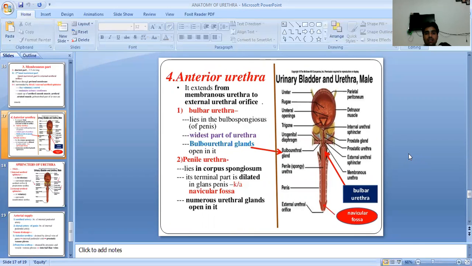Now, the second part is the anterior urethra or distal urethra. It extends from the membranous urethra to the external urethral orifice. The first part is the bulbar urethra. It lies in the bulb of the penis within the corpus spongiosum. It is the widest part of the urethra. Bulbourethral glands open in it.